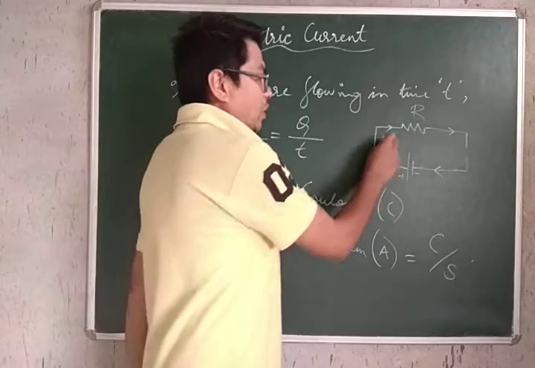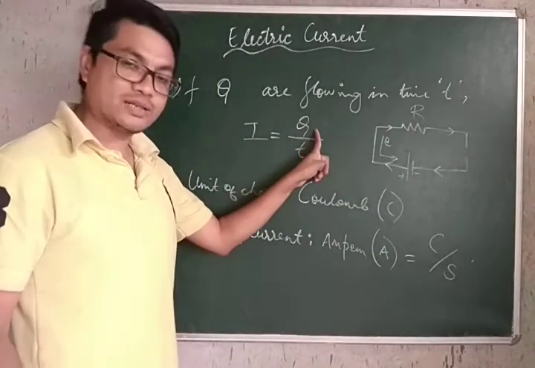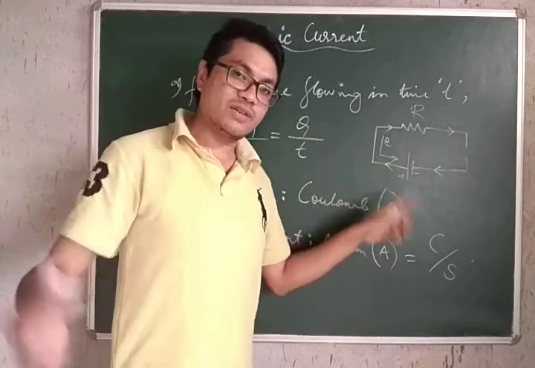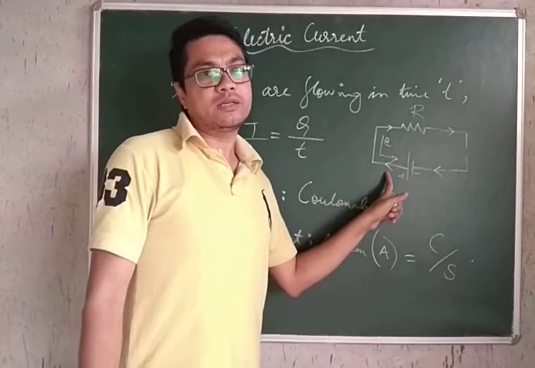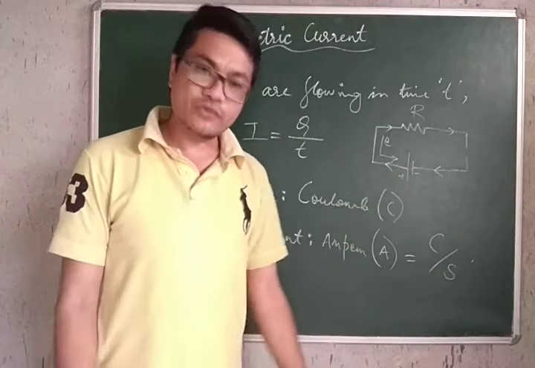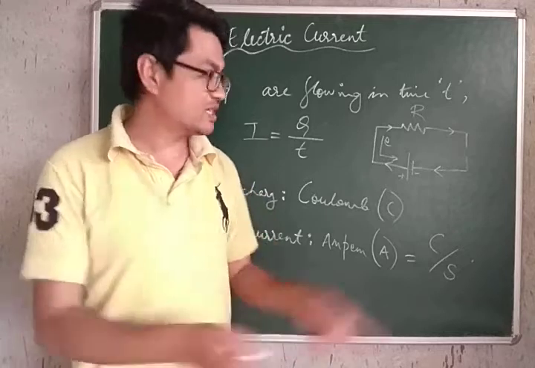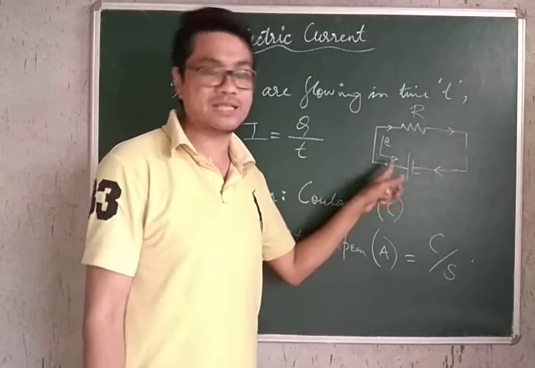So do remember, although current actually arises because of the flow of free electrons, by convention, by agreement, the flow of current is opposite to the direction of flow of free electrons. Remember that. I had told you the reason in class 9 itself, why this happens.